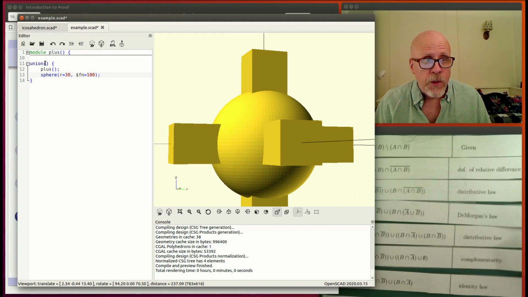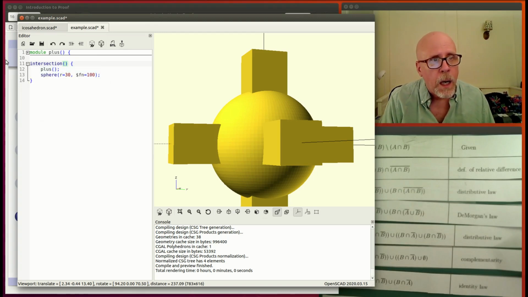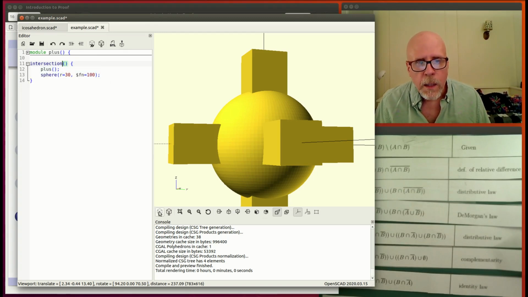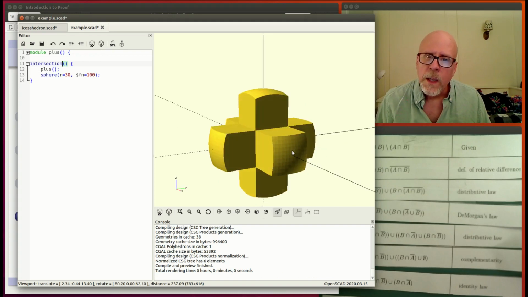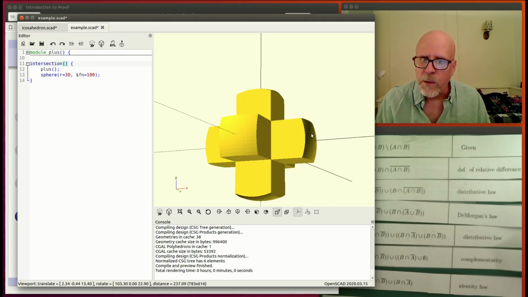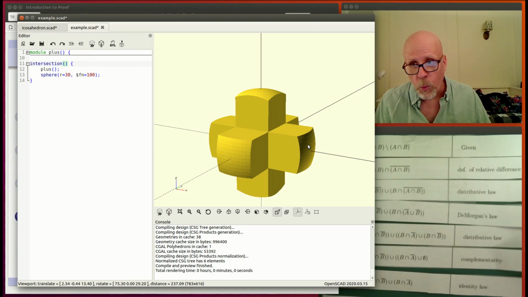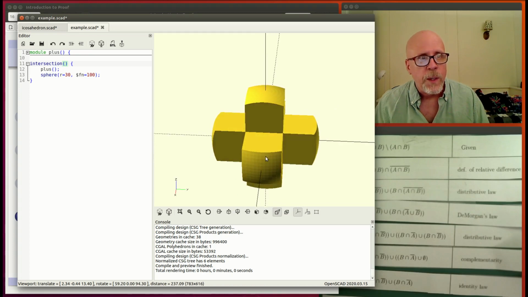Let's see what the intersection looks like. What will it look like if I intersect? Okay, run the update. Oh, now what have we created there? It's like a stubby plus sign with rounded outsides. Well, it's the part of the sphere that was also inside the plus sign, or vice versa. It's the part of the plus sign that was also inside the sphere. So that's what it looks like if you intersect.